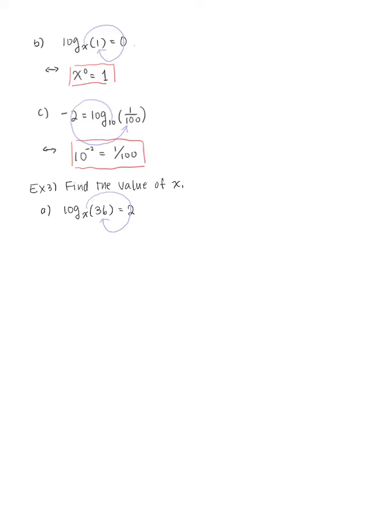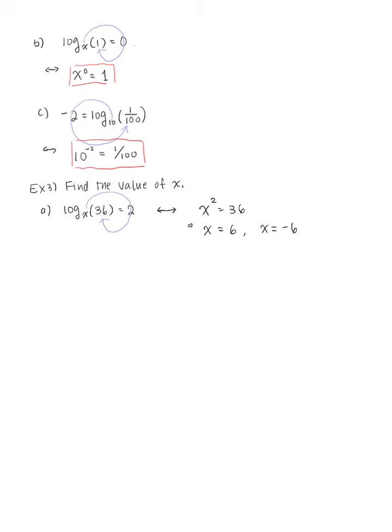So I'm going to rewrite this as x to the second is 36. Now can you guess what the value of x is? Yes, it's plus or minus 6, isn't it? Because if I apply the square root property, this implies that we're going to have x equals 6 or x equals negative 6.